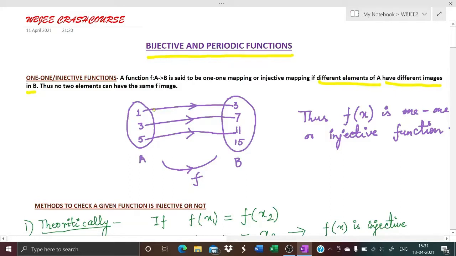In this example, as you can see, each of the elements in the set A has different images in set B. So your function f of x is an injective function or one-one function. In the question it can be given either as one-one function or as injective function. Injective function is the more mathematical term, so you should know.